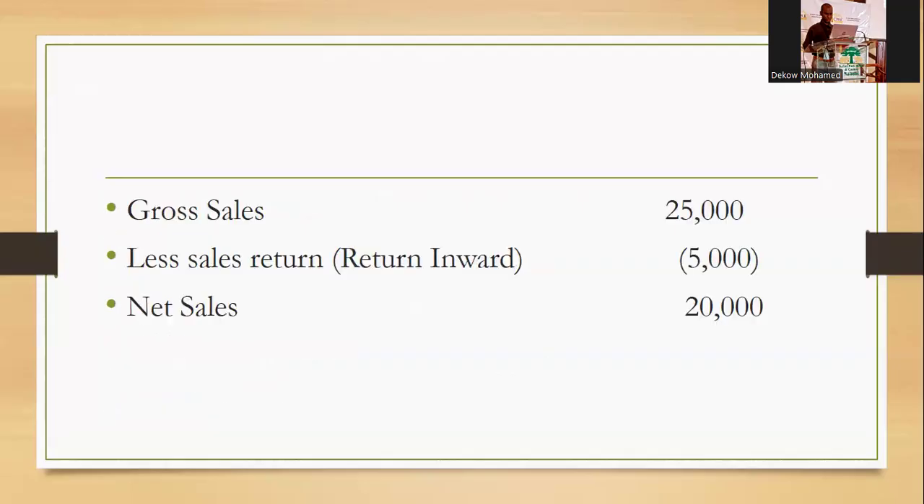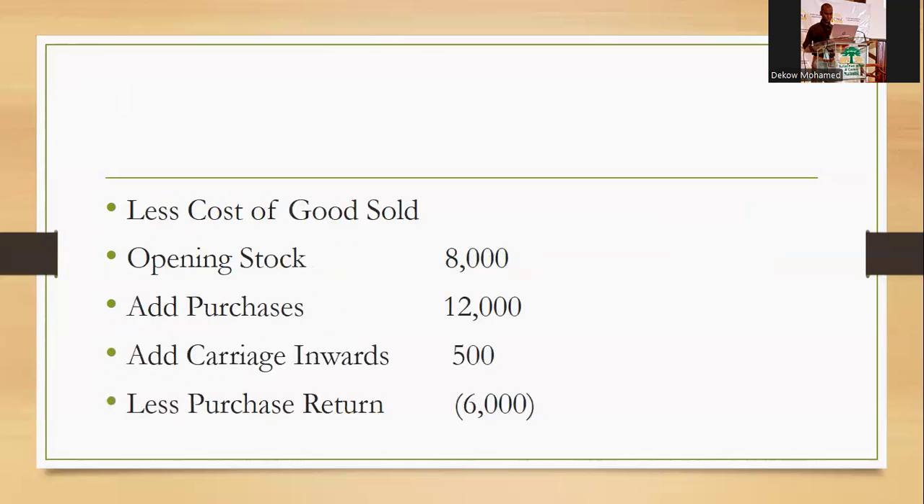Now, this is the illustration I was talking about. Now we have the gross sale as 25,000. We also need to less the sale return or the return inward, 5,000. We get the net sale as 20,000. Now, from this, you go to the less the cost of goods sold. How do you get the cost of goods sold or the cost of sales?